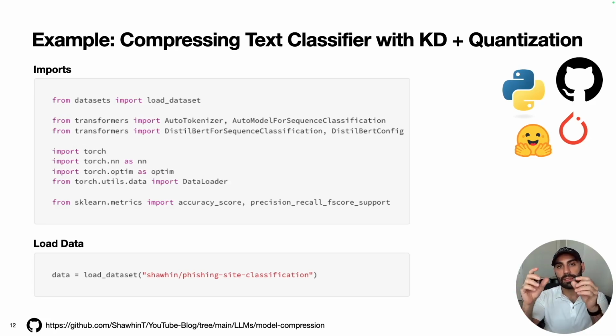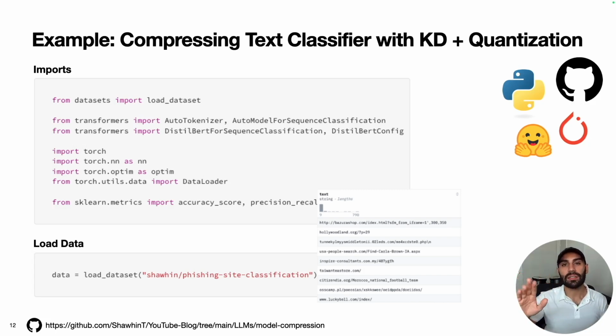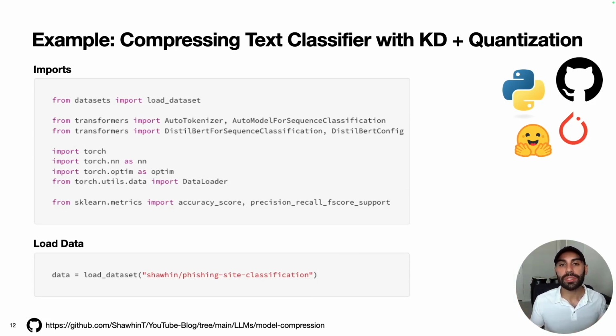And the dataset consists of two columns. The first column is website URLs, and the second column is a binary label of whether that URL is a phishing website or not a phishing website. So this is actually a very practical use case used by email providers or cybersecurity folks that may want to ensure that links are safe before presenting them to end users.